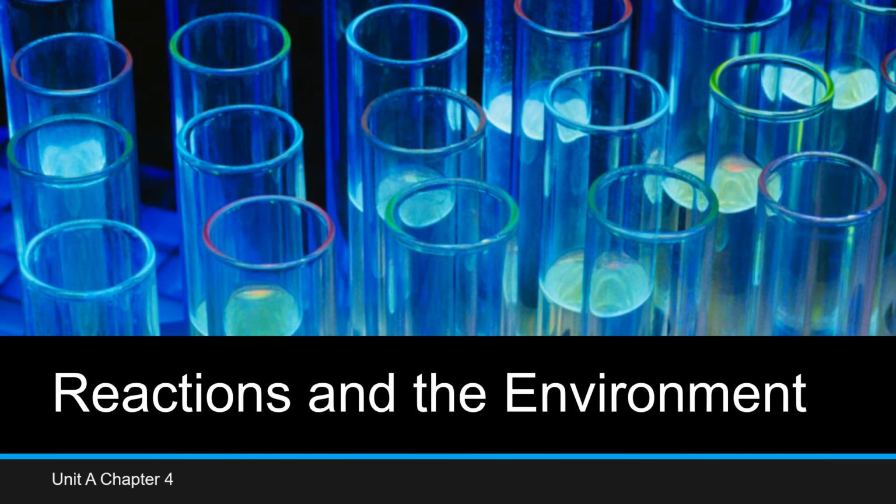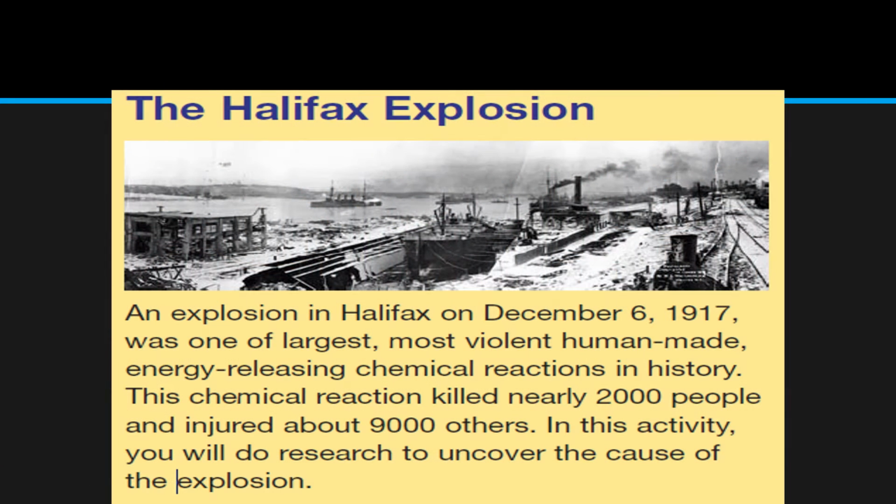For our unit test. We want to start this chapter by talking about a little bit of history to Canada and how chemistry has been used in the past, because we've been talking about chemistry in the past and now. And this one is a great example of when chemistry goes bad. To set the scene, the Halifax explosion on December 6, 1917, is right in the middle of World War I.